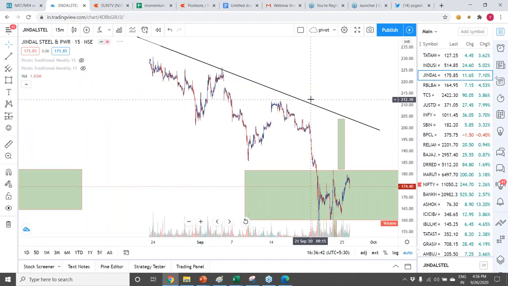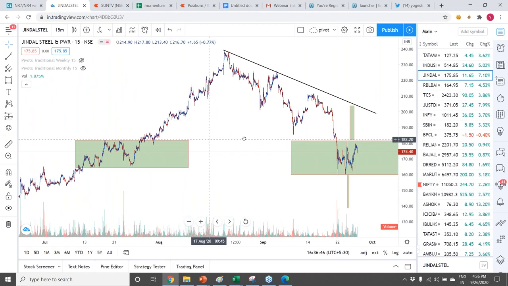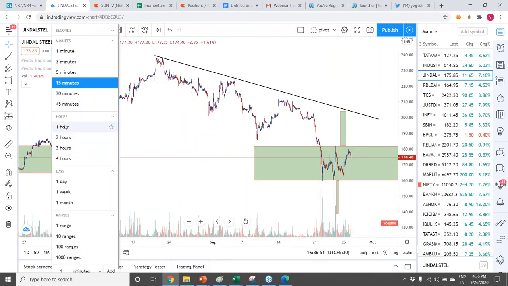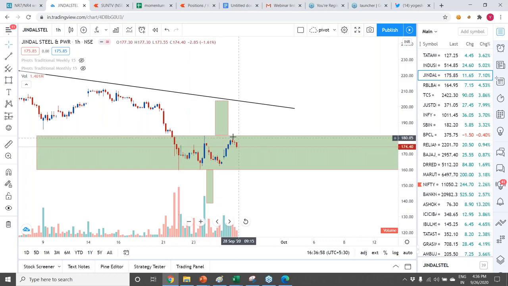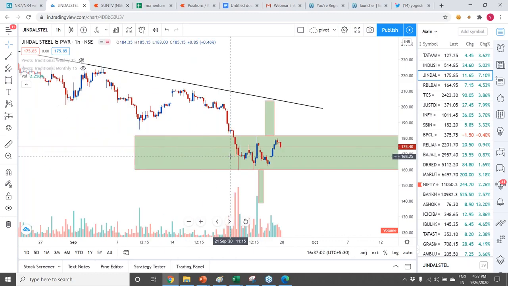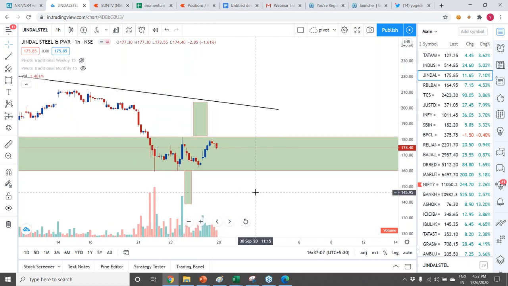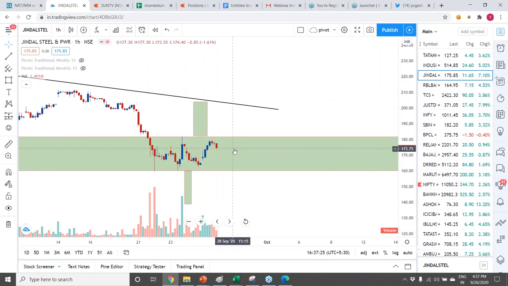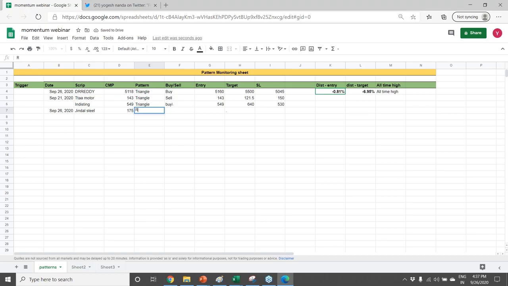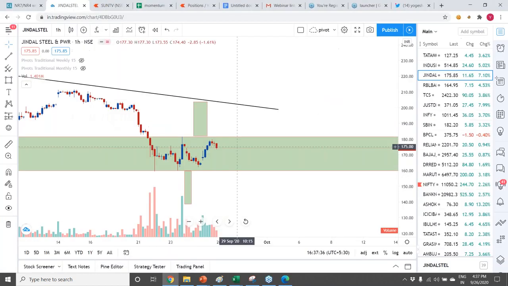Just go to Jindal Steel. Now you can see, I'll change it to hourly. Can you see it? Two lows, and this is in a range. Now this is forming a rectangle, a live rectangle, which can be traded in the next few days. I'll enter this last trade, today's date. Jindal Steel, CMP is 175. Say we don't know buy or sell because I don't know which side it will break out.